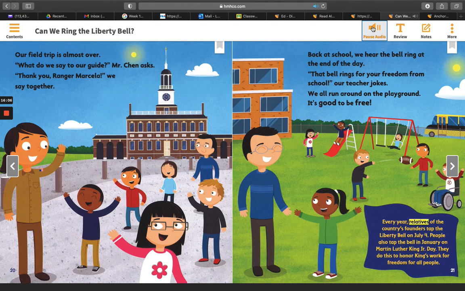Every year, relatives of the country's founders tap the Liberty Bell on July 4th. People also tap the bell in January on Martin Luther King Jr. Day. They do this to honor King's work for freedom for all people.